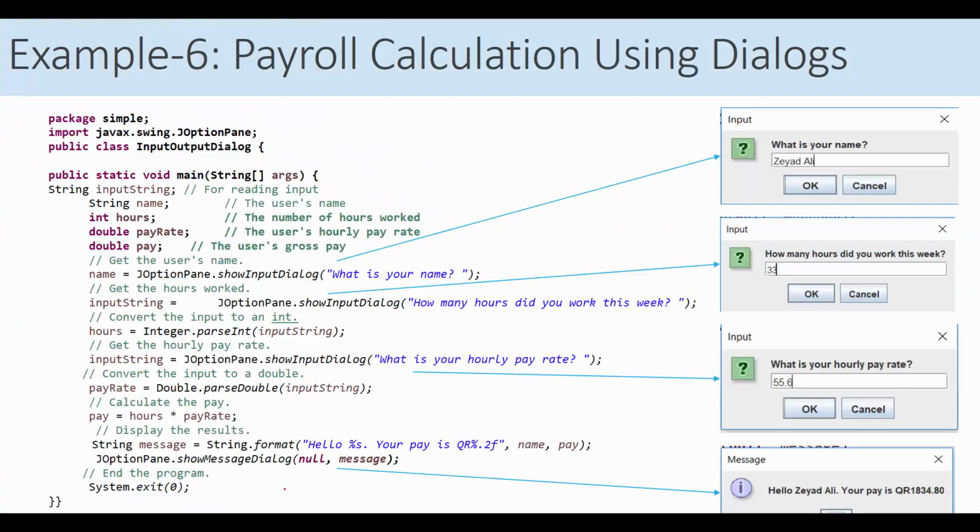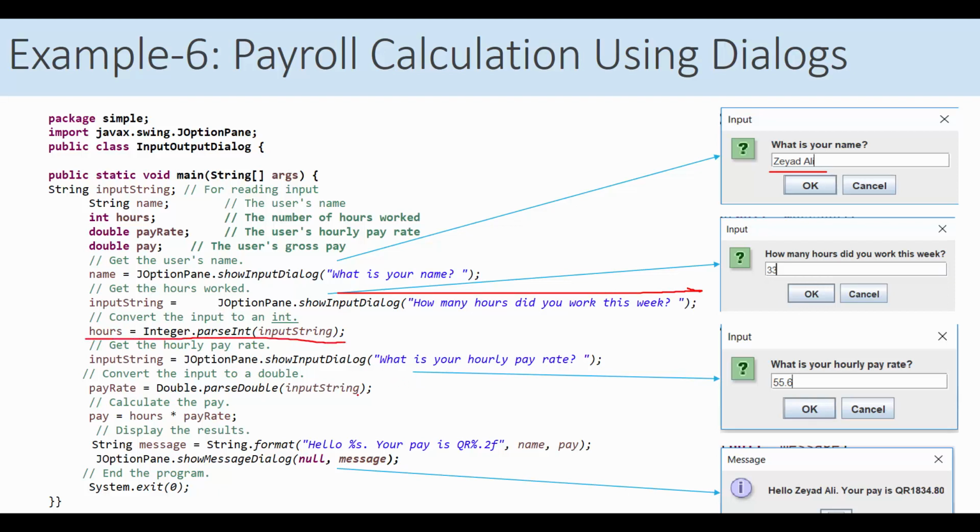Here is a complete example on a payroll calculator using dialogs. We will first ask the user for his name. We'll use the JOptionPane.showInputDialog. No need to do any conversion since I'm reading the string. The next one I'll be asking about the number of hours worked, which is an integer. In this case, as you see here, we'll show the dialog, get the input, but later we will parse the input using the integer wrapper class.